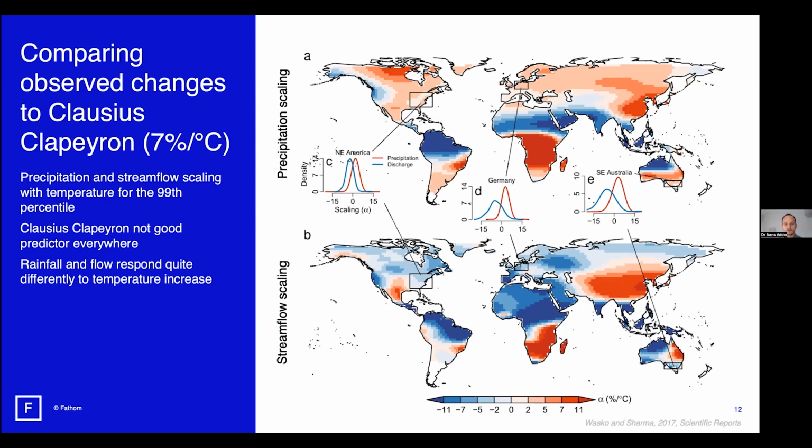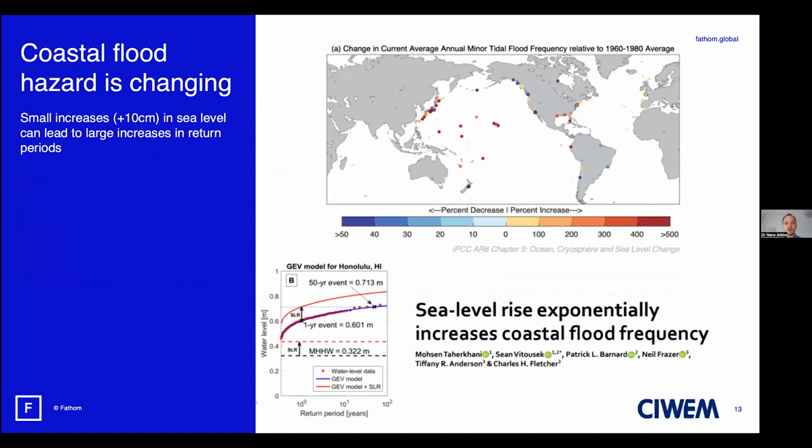So when it comes to coastal flooding, obviously, the hazard also changes. Looking at the top plot from the IPCC, we're looking at different locations. Many of them see an increase in the tidal flood frequency, and these locations are shown in red. There are some locations that show a decrease, though. What's important to keep in mind here is that a small increase in sea level can lead to a large increase in return period. And here's an example in the lower left corner of your screen.